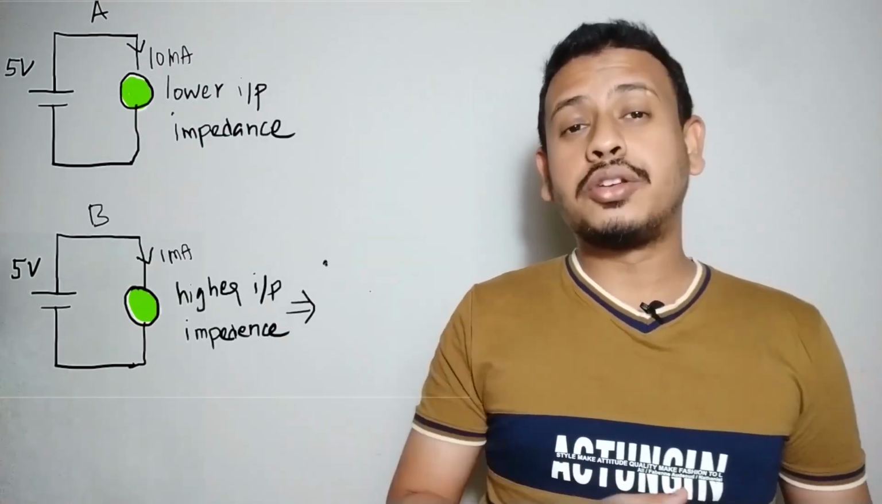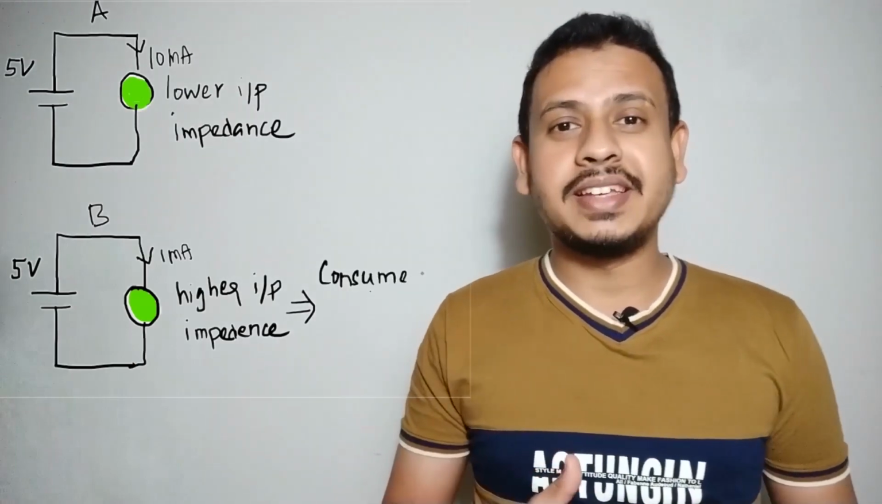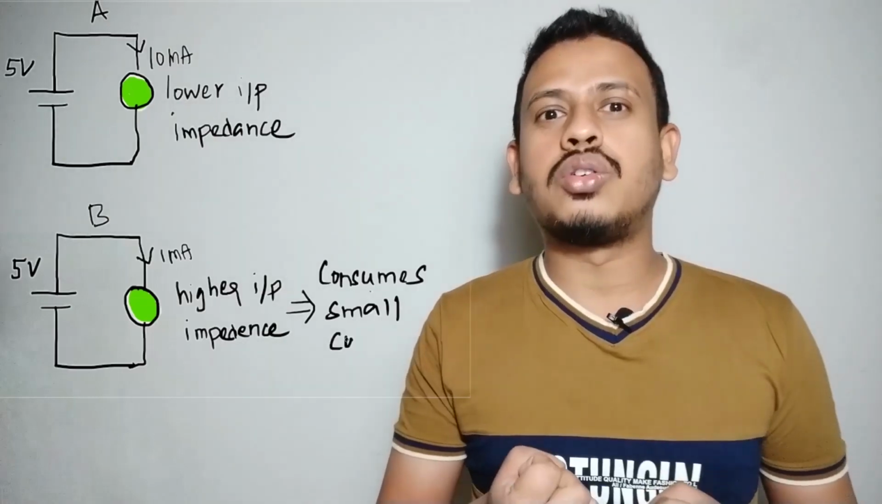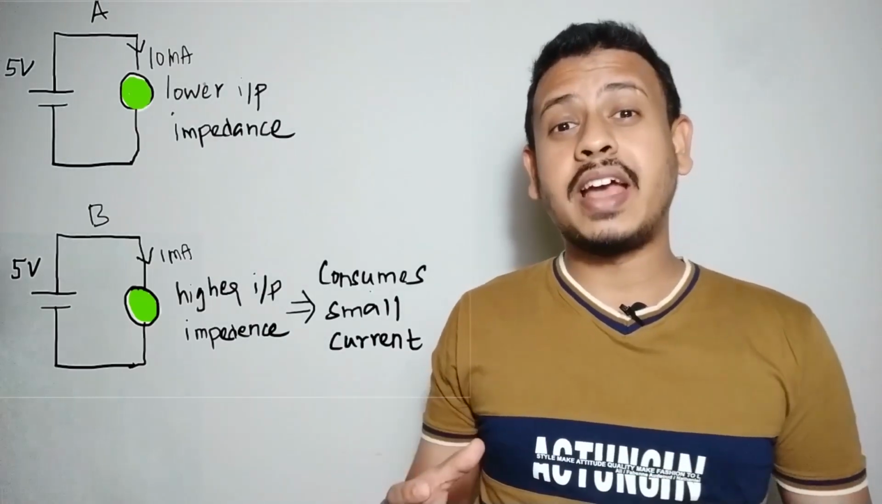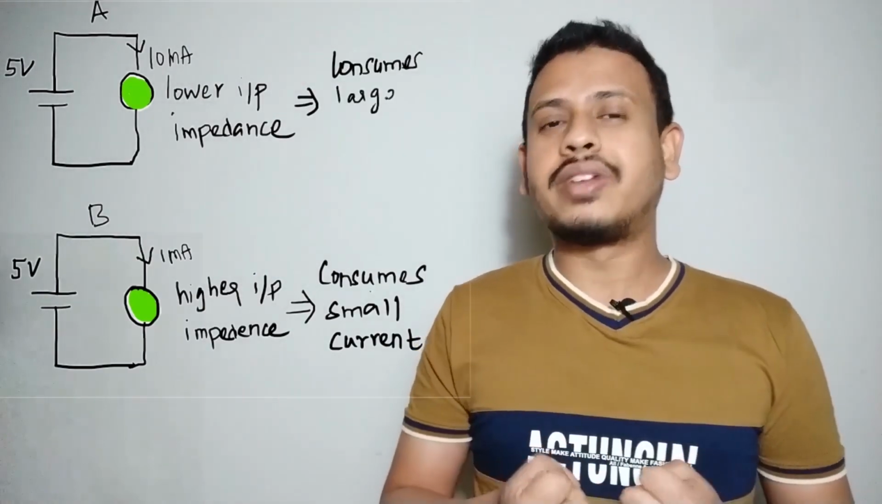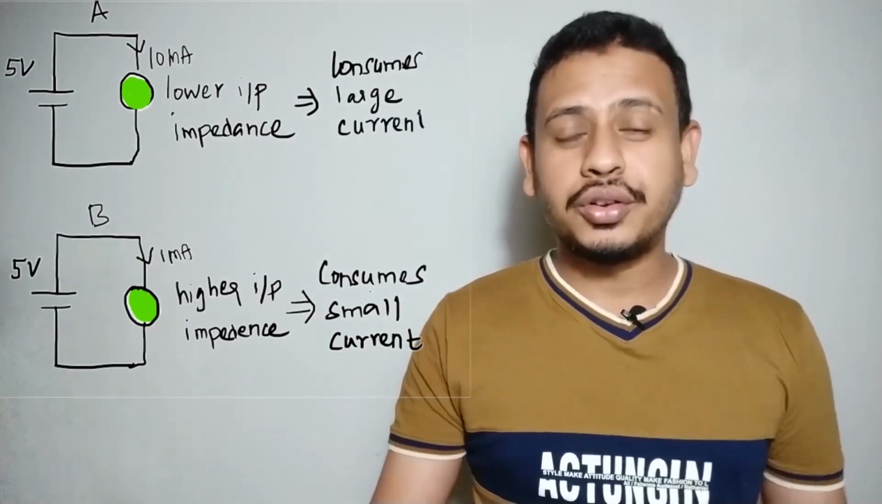When you say a circuit has a very high input impedance, it means that the circuit will draw very little current in order to operate. If you say a circuit has a lower input impedance, it means the circuit requires more current in order to operate. I hope you're clear with input and output impedance of a circuit.